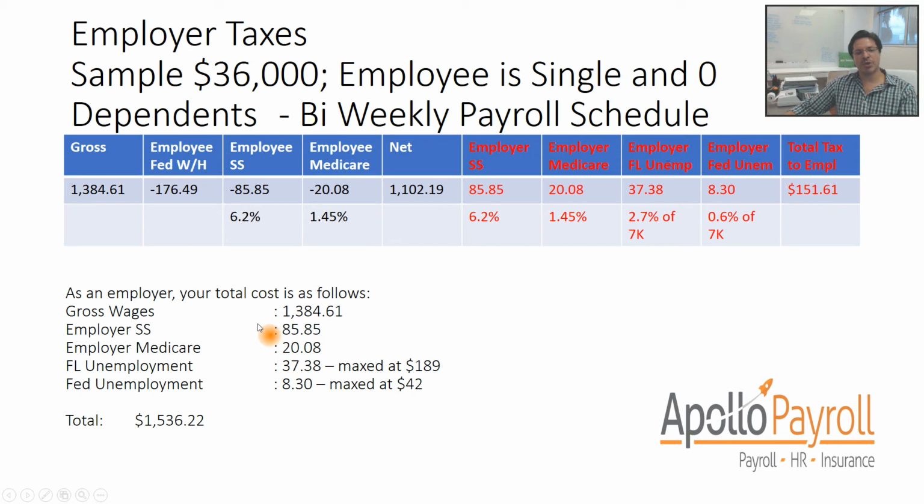Now I want to show you what your actual total cost is going to be. So what does it cost to pay an employee $1,384.61 bi-weekly? First, we're going to need the actual gross wages. We're going to add the employer Social Security, add the employer Medicare, add the Florida unemployment, and also add the federal unemployment. Once we add up all these numbers, we come up with a total of $1,536.22, which is roughly about 10% over the gross.